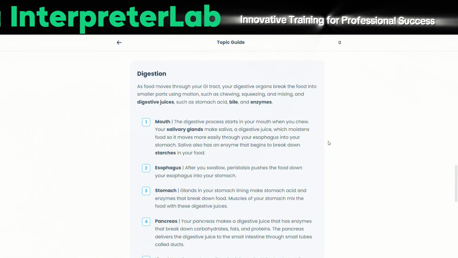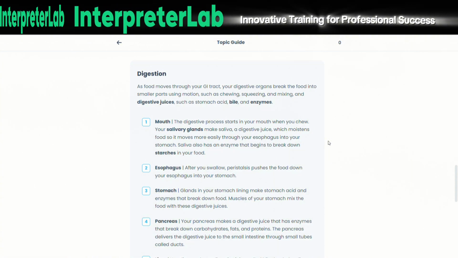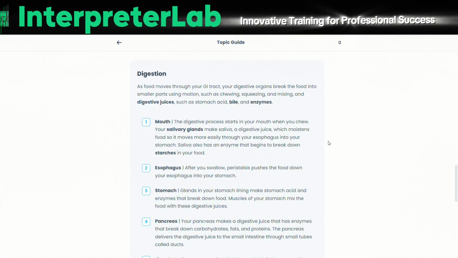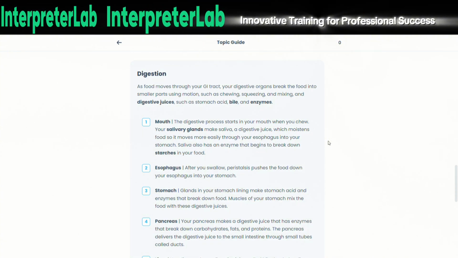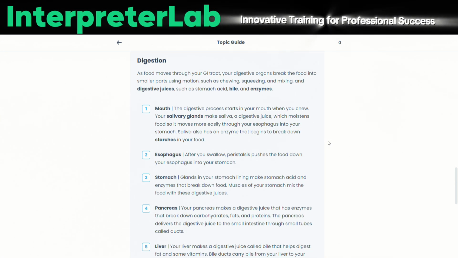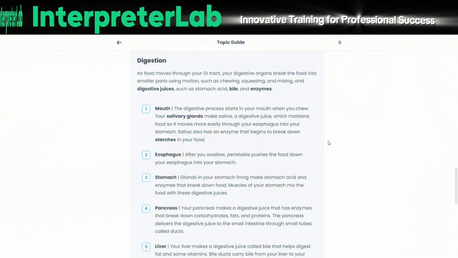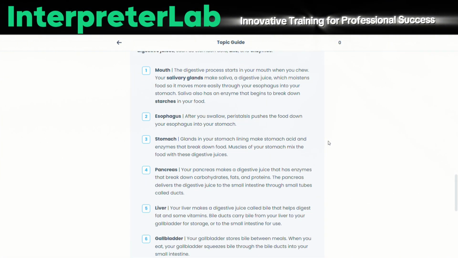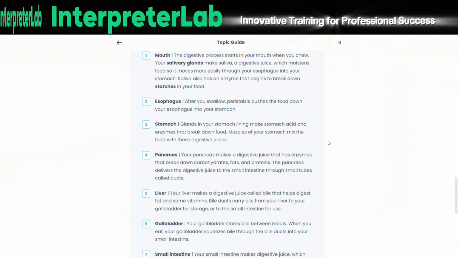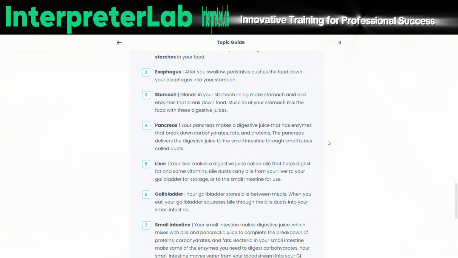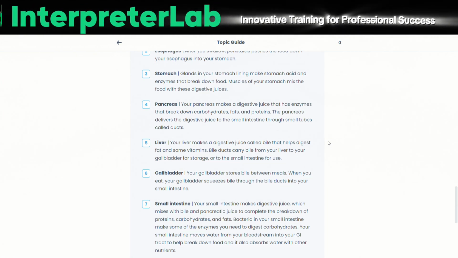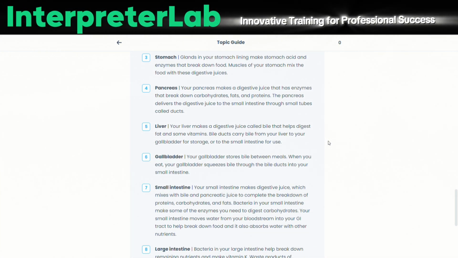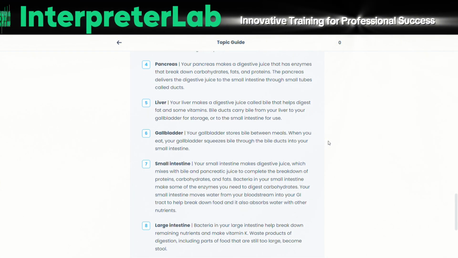Stomach. Glands in your stomach lining make stomach acid and enzymes that break down food. Muscles of your stomach mix the food with these digestive juices. Pancreas. Your pancreas makes a digestive juice that has enzymes that break down carbohydrates, fats, and proteins. The pancreas delivers the digestive juice to the small intestine through small tubes called ducts. Liver. Your liver makes a digestive juice called bile that helps digest fat and some vitamins. Bile ducts carry bile from your liver to your gallbladder for storage or to the small intestine for use. Gallbladder. Your gallbladder stores bile between meals. When you eat, your gallbladder squeezes bile through the bile ducts into your small intestine.